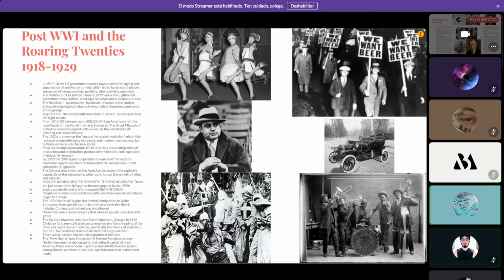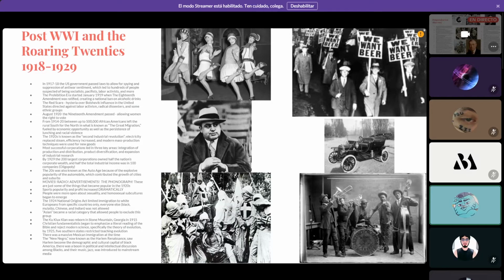And that's why they allowed this spying on people and suppressing anti-war ideas, because they thought that those people were socialists or communists. And then at this time, in 1920, the 19th Amendment was passed that allowed women the right to vote.